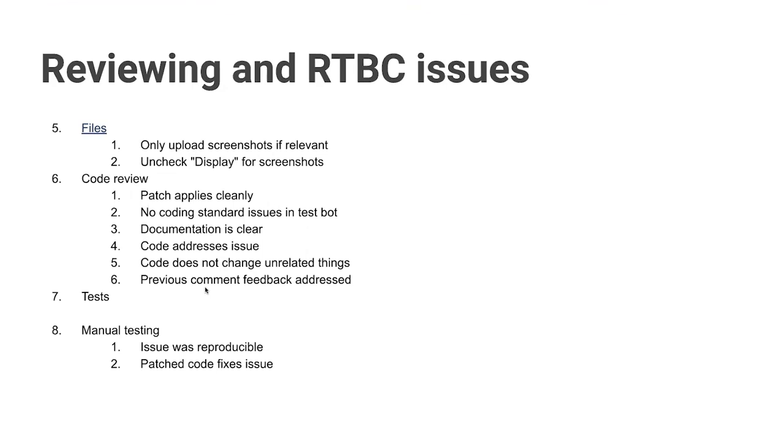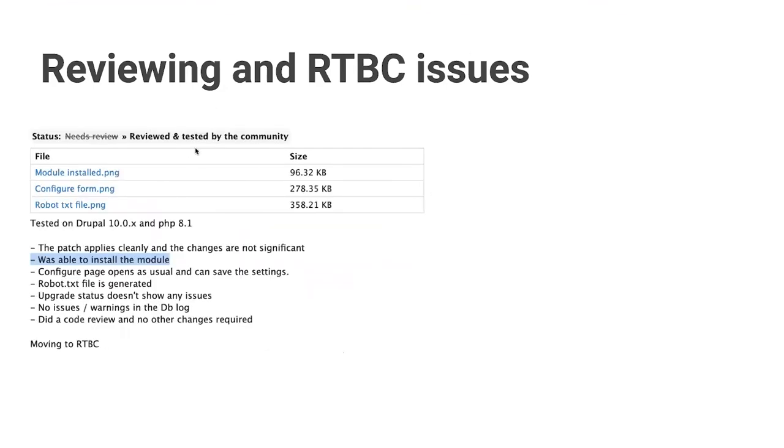I'm going to show an example of an RTBC issue which has been tested, and this gives a very clear picture of how it has been tested, whether the patch applies correctly. It has screenshots of how the module was installed, the configure form, etc. It also tells that upgrade status was checked. We have checked for any database issues in the DB logs, issues or warnings. There were no issues or warnings in the DB log, and code review was done. Only when all of this is done, we move an issue to RTBC.